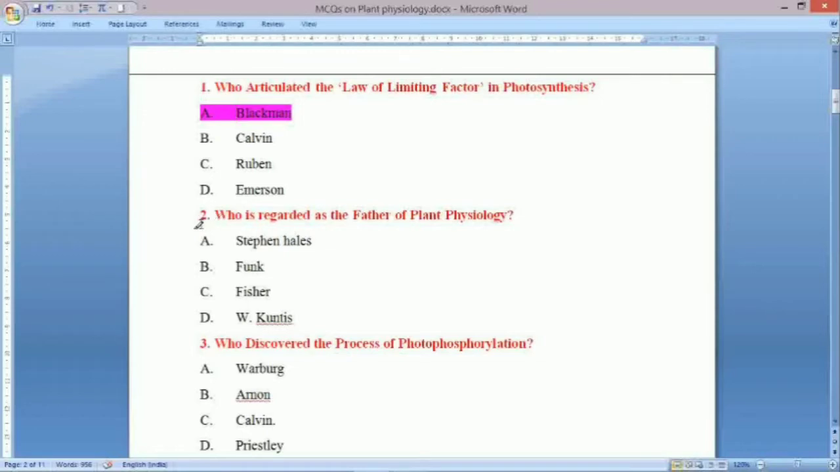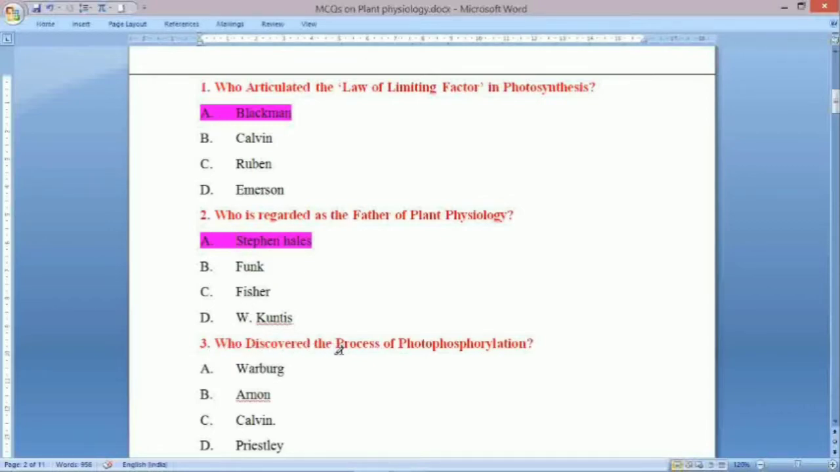Next question, question number 2. Who is regarded as the father of plant physiology? Option A, Stephen Hales, B, Fang, C, Fisher, and D, Dr. Kuniyal. And here the right answer is option A, Stephen Hales.